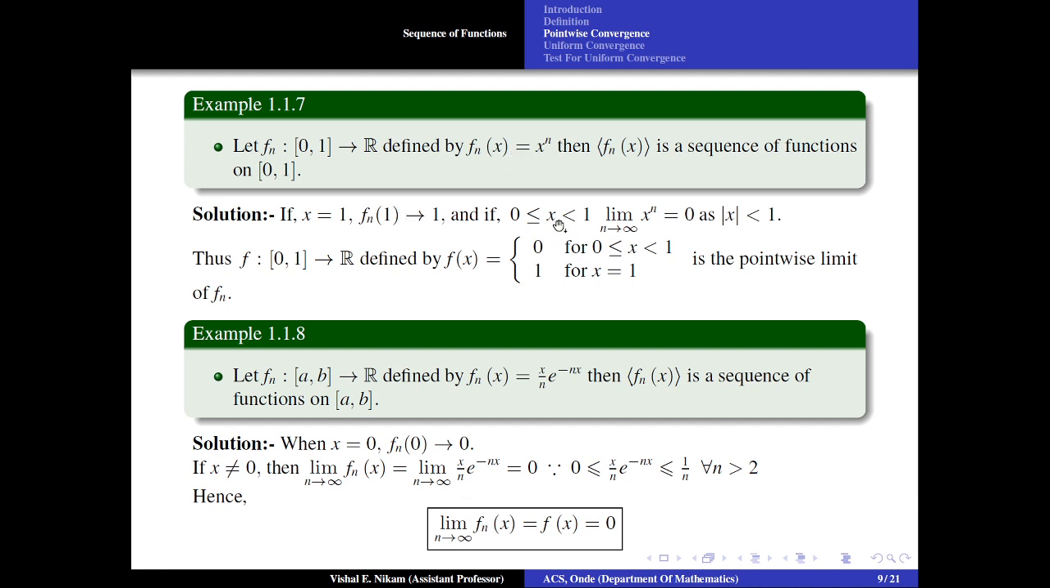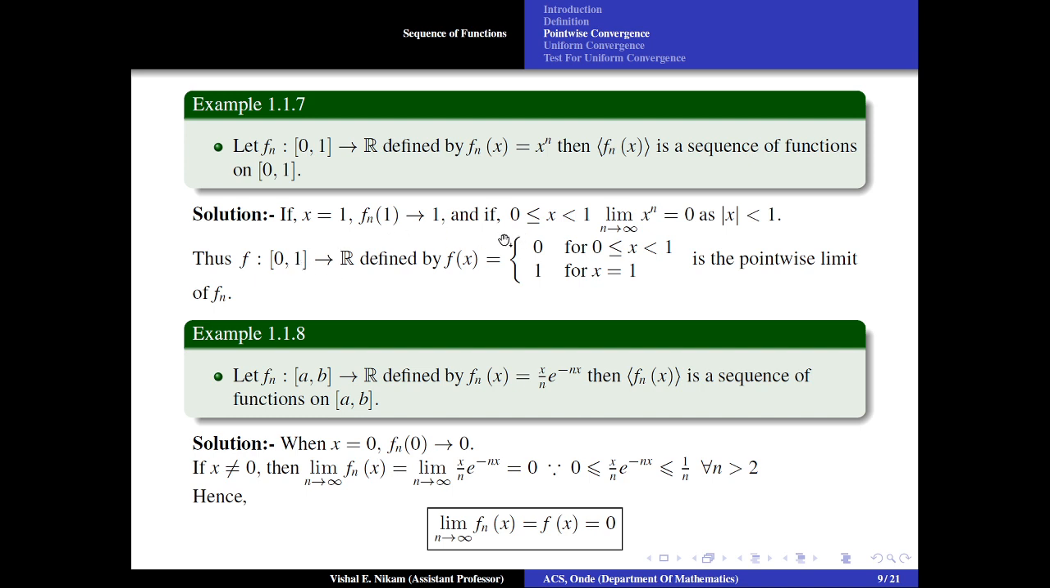Now if x lies between 0 and 1, limit as n tends to infinity, x to the power n is equal to 0. Why? Because as mod x is less than 1, we know that the product of values becomes smaller and smaller. So limit as n tends to infinity, x to the power n tends to 0, because the domain is 0 to 1, and here x is strictly less than 1, right?